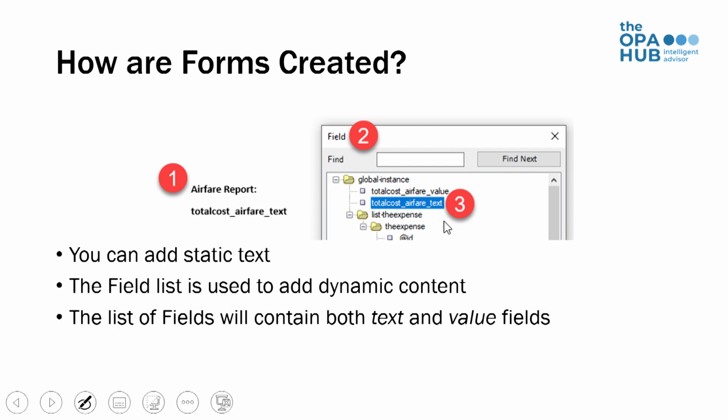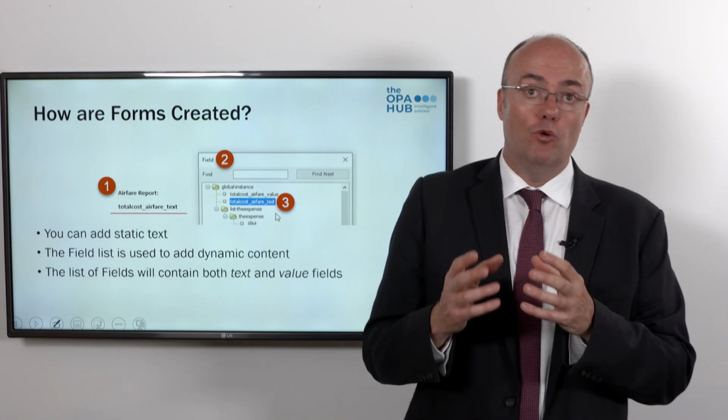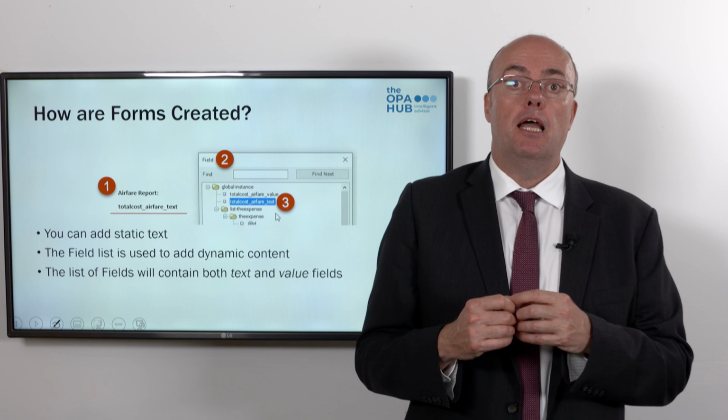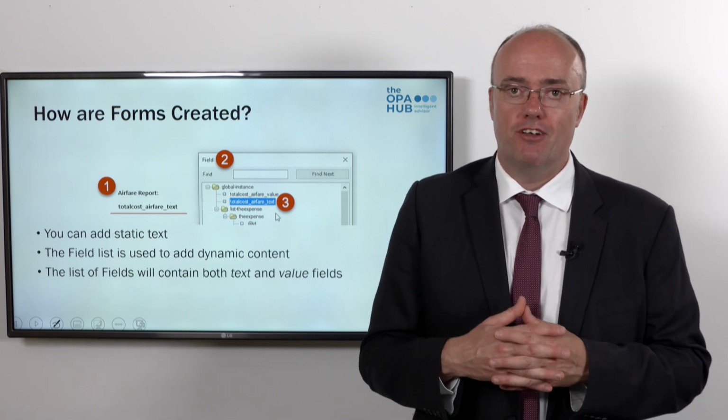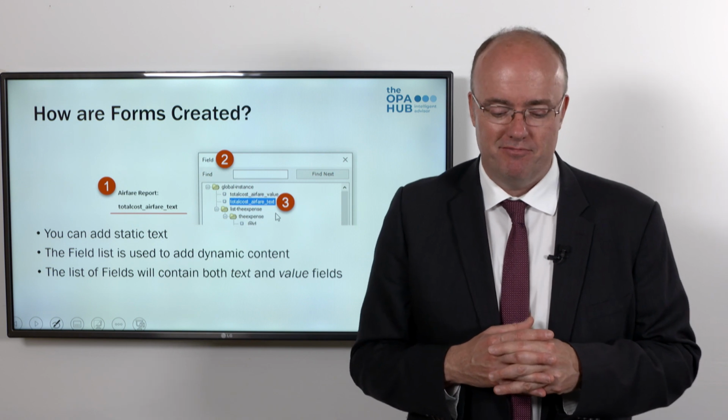So it comes down to this. Step 1, write some text. Step 2, open the field list. Step 3, select a field, double-click it, and it will show up in your document. Of course, when this is actually delivered to the end user, whatever the value of that attribute is will be replaced. So it's good old-fashioned mail merge for Intelligent Advisor.